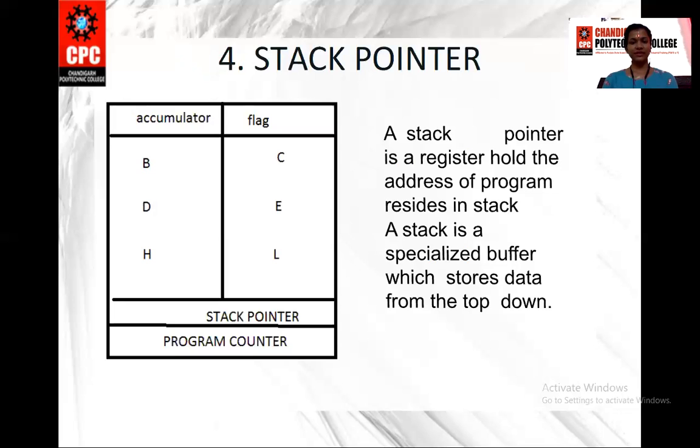right? The stack pointer stores the address of the data that will be at the top of the stack, and there is a stack in each and every microprocessor and processor which stores the data. And what the stack pointer does is store the address of the data that is on the top of the stack. It is storing an address again, so it will be of 16 bits, right?